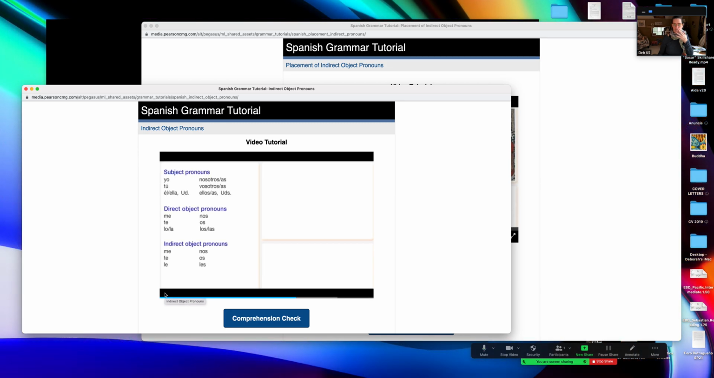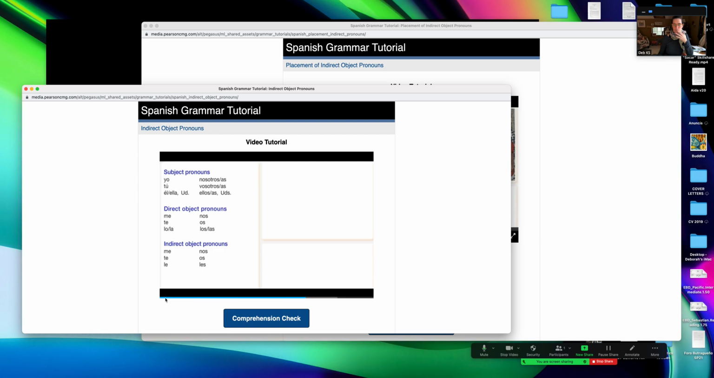In Spanish, indirect object pronouns share some forms with direct object pronouns.